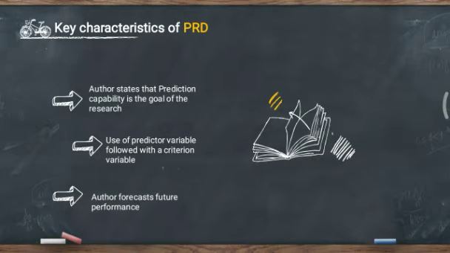Next, about key characteristics of PRD, or prediction design, there are three key characteristics. The first one, author states that prediction capability is the goal of the research. And the second, use of a predictor variable followed by a criterion variable, and the last, author forecasts future performance.